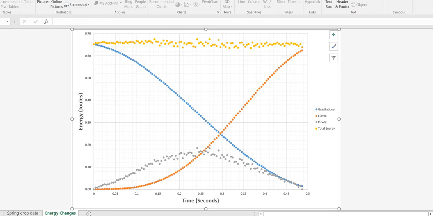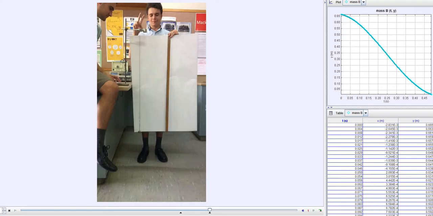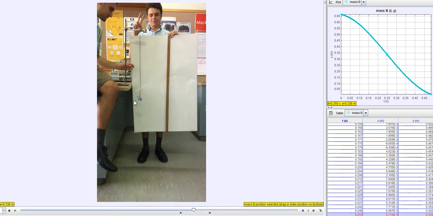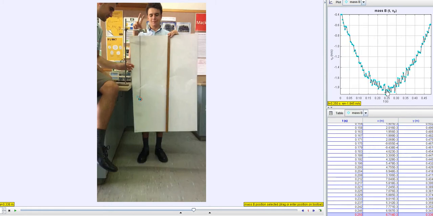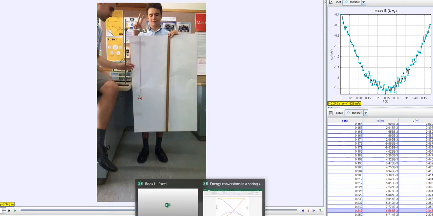In the middle region here, if I go back to our video and look at the middle, say around about here in the center, what we find at this point, we've now lost half our gravitational potential. We've gained some strain potential energy from a half k delta x squared, and we've also got some kinetic energy because it's moving. As you can see, our velocities are maximum in the middle here.